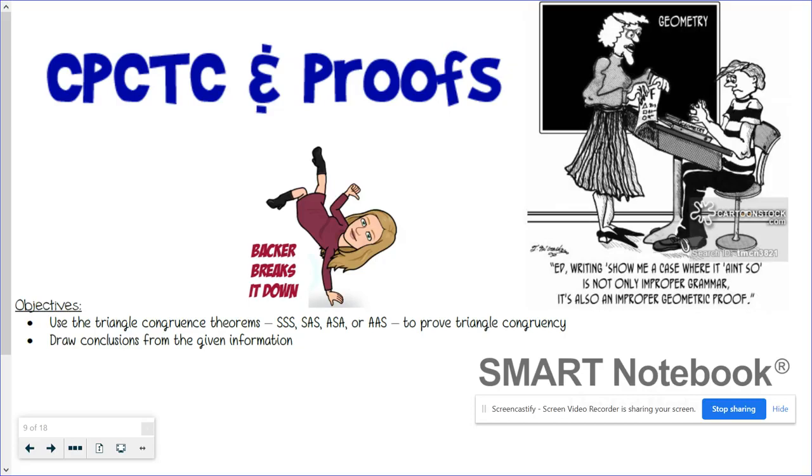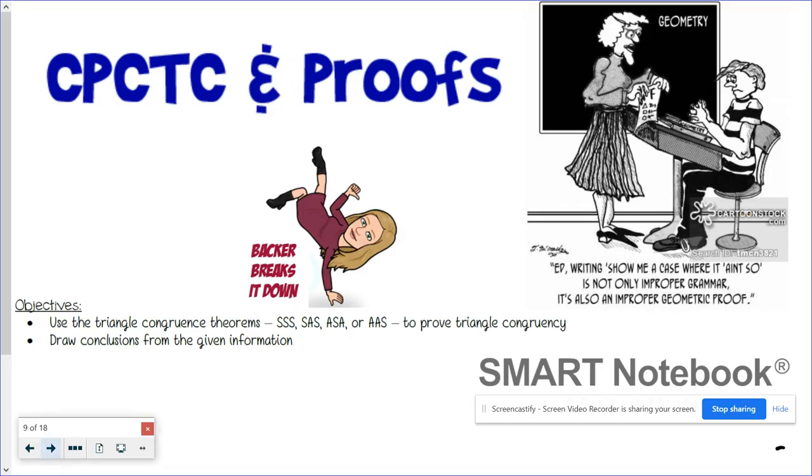In this episode, we look at CPCTC and proofs. Okay, so we're still going to be working with congruent triangles and using our triangle congruence theorems. So side, side, side, side, angle, side, angle, angle, side, and HL, hypotenuse leg, to prove triangle congruency. And then from there, we're going to use CPCTC.